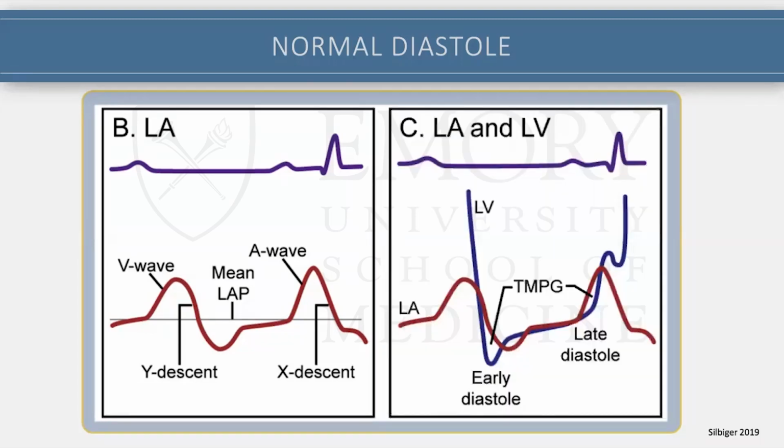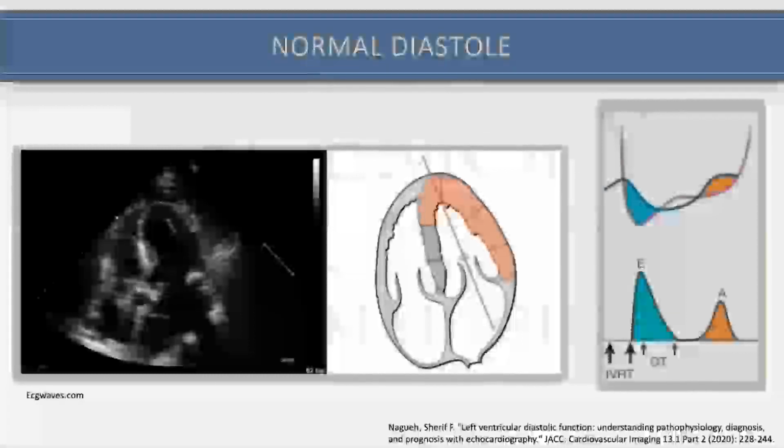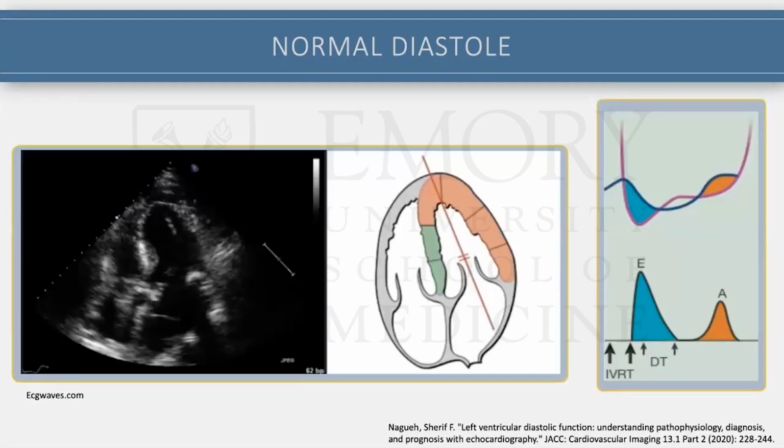If we overlay that with the LV waveform, we can see that we would expect roughly two areas throughout diastole where the LV pressure is lower than the LA pressure. We call those areas of transmitral pressure gradient. Obviously, we need a pressure gradient to create flow. So we expect roughly two areas in diastole, early diastole and late diastole, where you are creating flow because your left atrial pressure is greater than your left ventricular pressure. Okay, so that's normal.